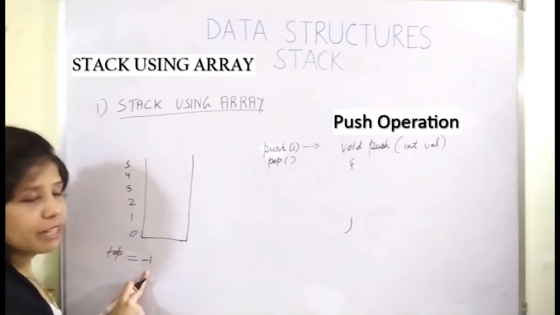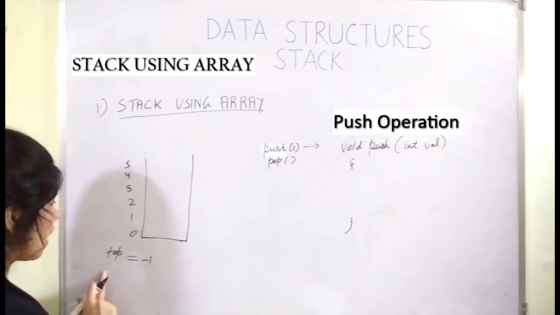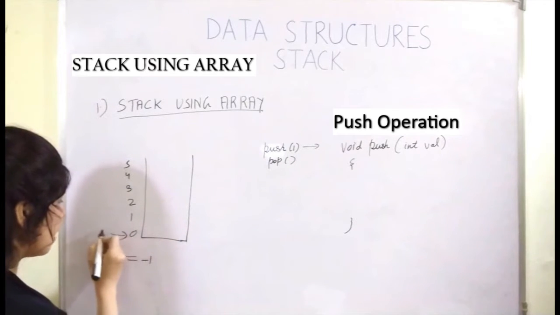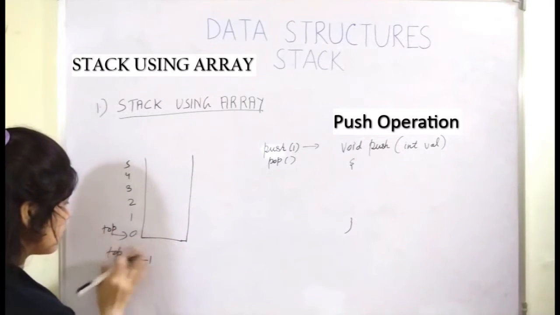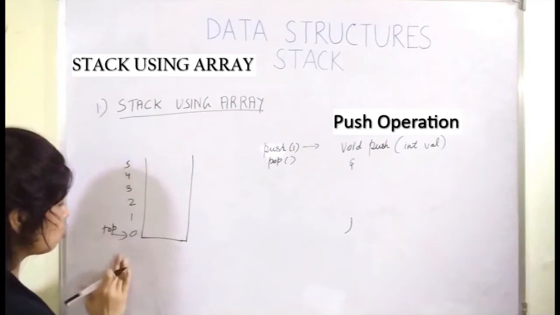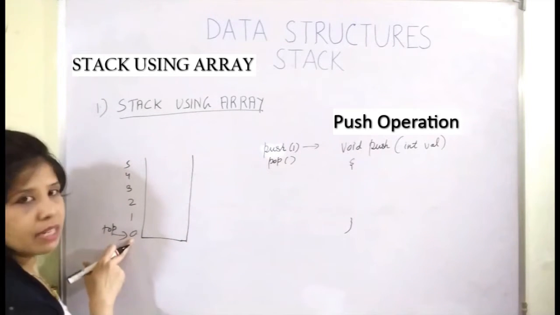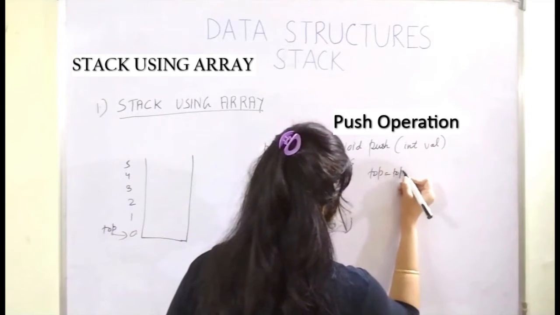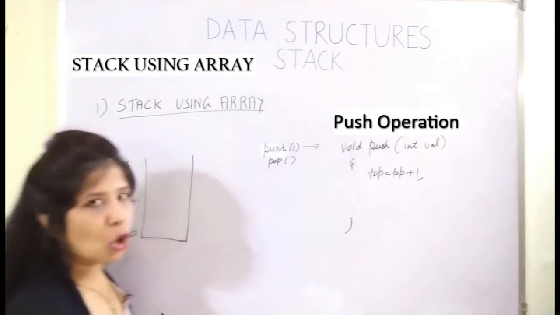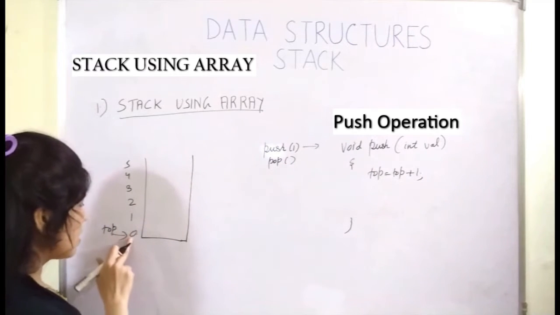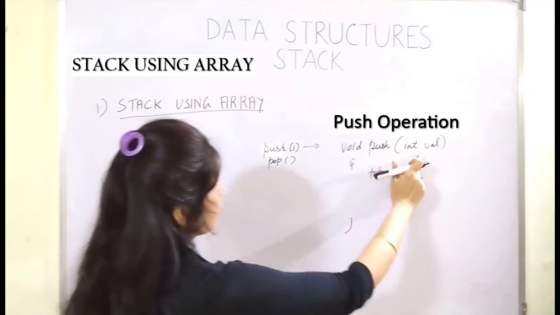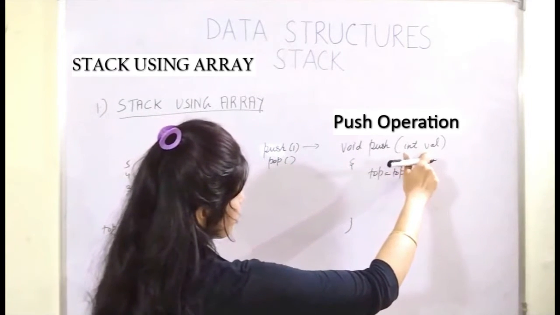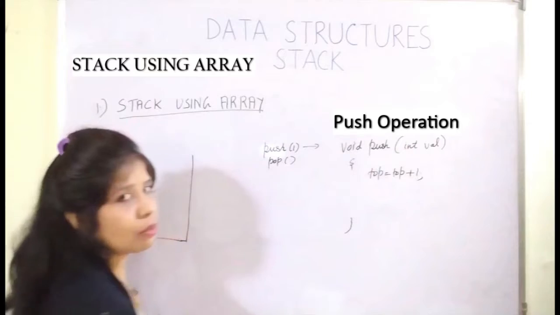Now initially my top is -1. For that I first have to increment my top by 1, because it will then come to index 0. If you increment -1 plus 1, then it will be 0. So the very first thing is that I have to increment my top. And now I have to place at this index the value which the user is passing, the value which I am getting in this function in the variable val.